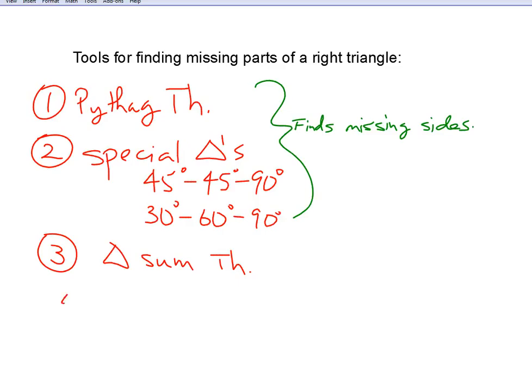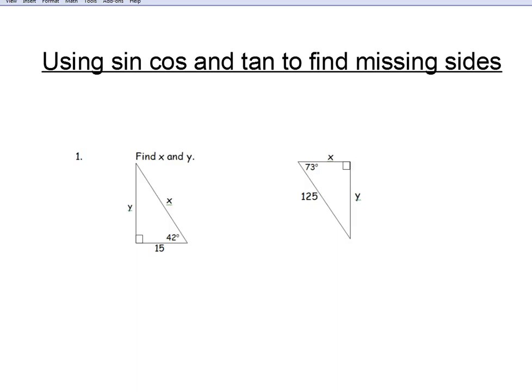So, going back to this, I now will have a 4th way of finding missing parts. It's trigonometry, which is SOHCAHTOA. Now, the nice thing about SOHCAHTOA is that it can not only be used to find sides, it can also be used to find angles. Now, moving on.